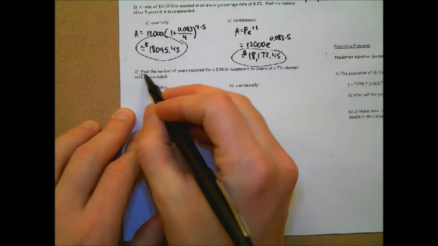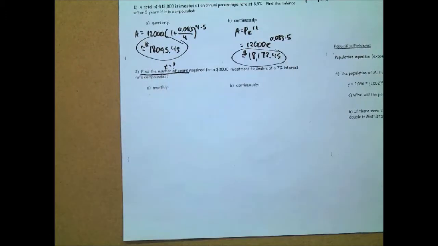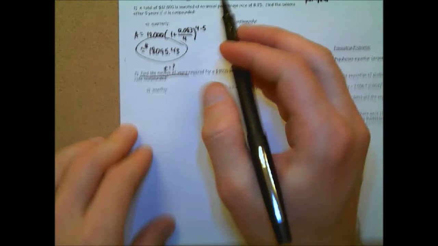T, right? Because we're supposed to find the number of years. So that means we're going to find T. We need to figure out what T is, so we should then have values for everything else. And again, we're doing it monthly, so we'll use the n times per year formula here.